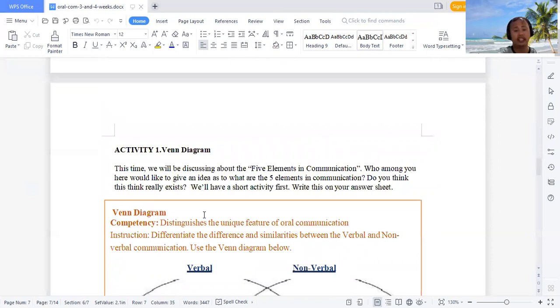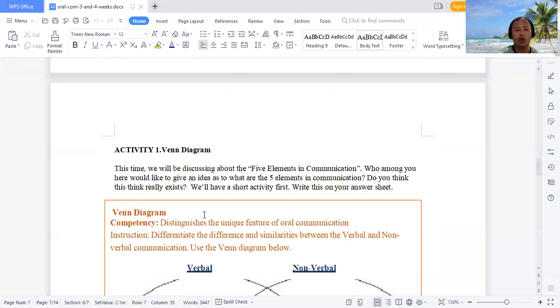Now, in activity 1, that's a Venn diagram. This time, we will be discussing the 5 elements in communication. Who among you would like to give an idea as to what the 5 elements in communication are? Do you think this thing really exists? An apology, but there is a typographical error here. Supposedly, the word here is thing.